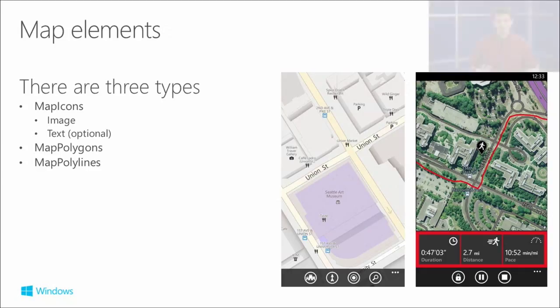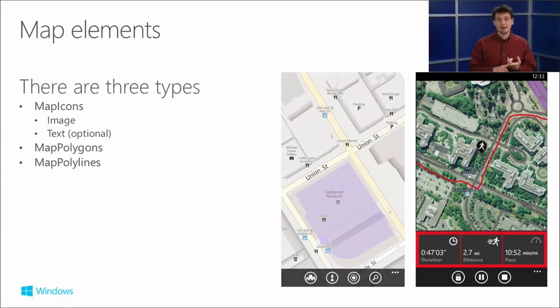So the three types that we have here are map icons, which contain an image and maybe some text to go along with that image, the map polygons, and map polylines. So the map polygons are like the building that you see, the Seattle Art Museum, in that first image. And then the polylines are something like the route that you see in the far right image on the screen.